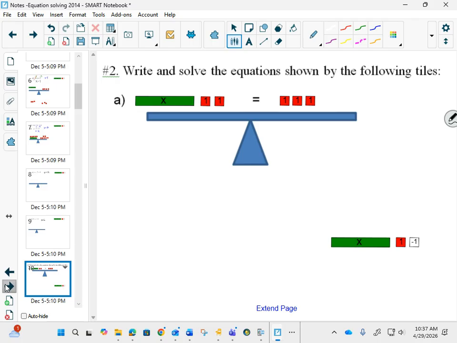We're on the work. Okay, here's the equation, right? This side has an x plus 2. This side has 3. Can someone tell me what x is? Yes, x is 1. Okay, let's look at the next one.